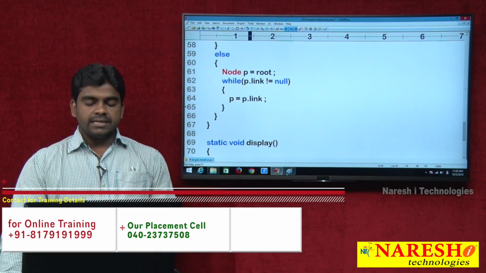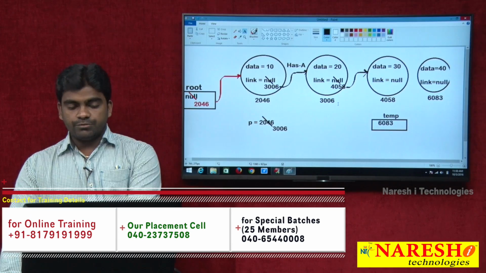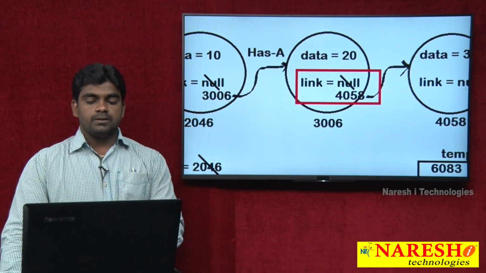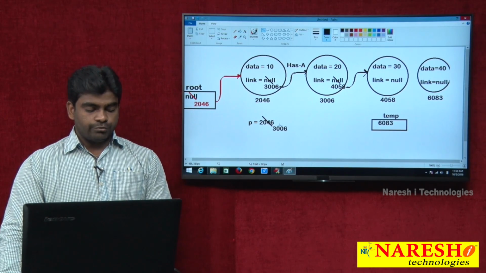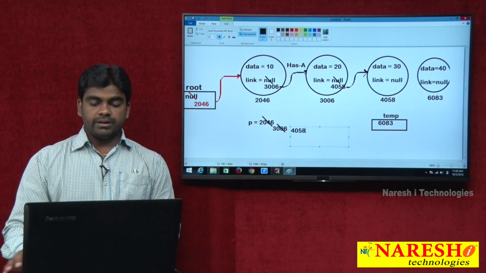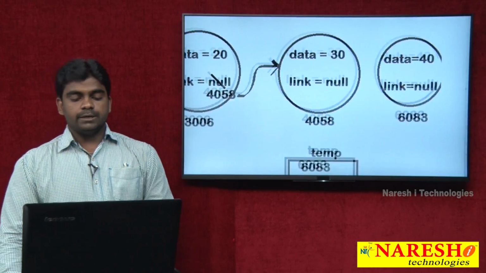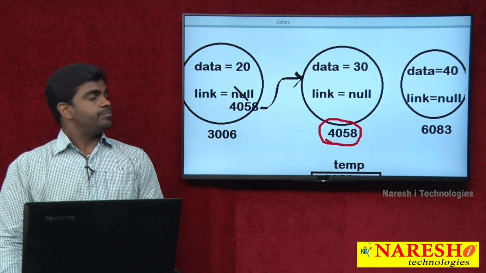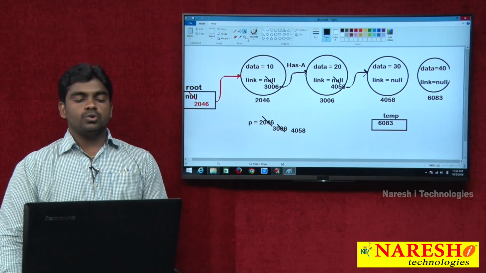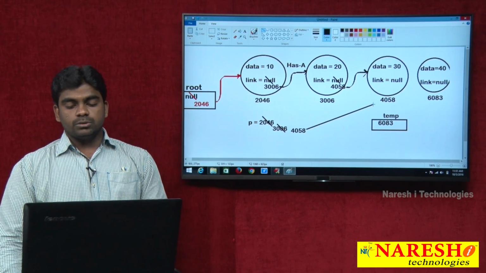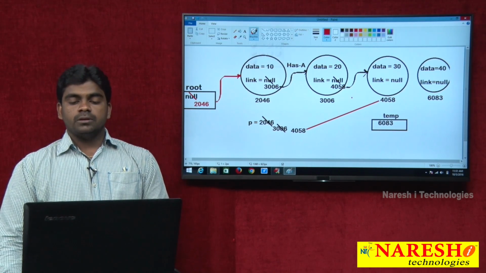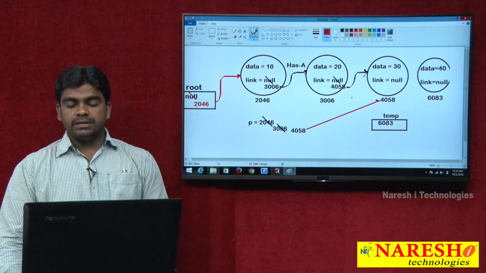Next again, P.link not equal to null. Yes, of course, 3006.link is not equal to null. So again 4058 will be stored in place of 3006. Now it is pointing to the third node, 4058. But 4058.link is null, right? Yes, the condition has failed. So P is pointing to the last node where we have to add the newly created node. Traveling over, journey completed.